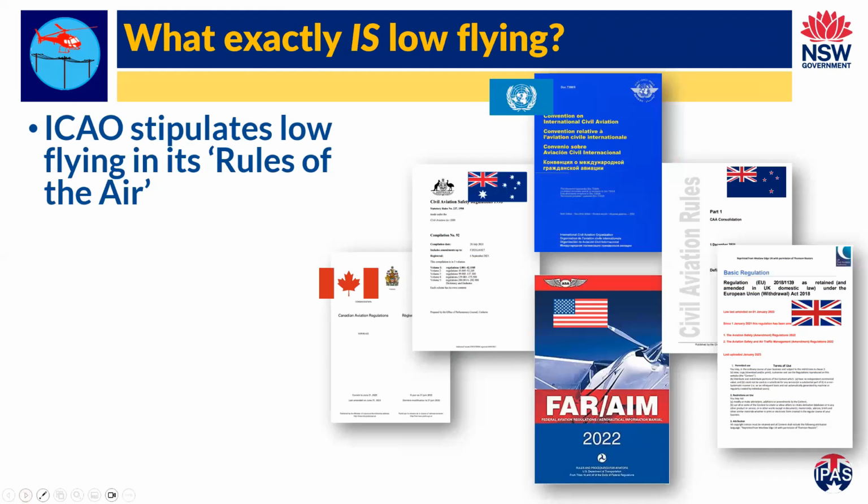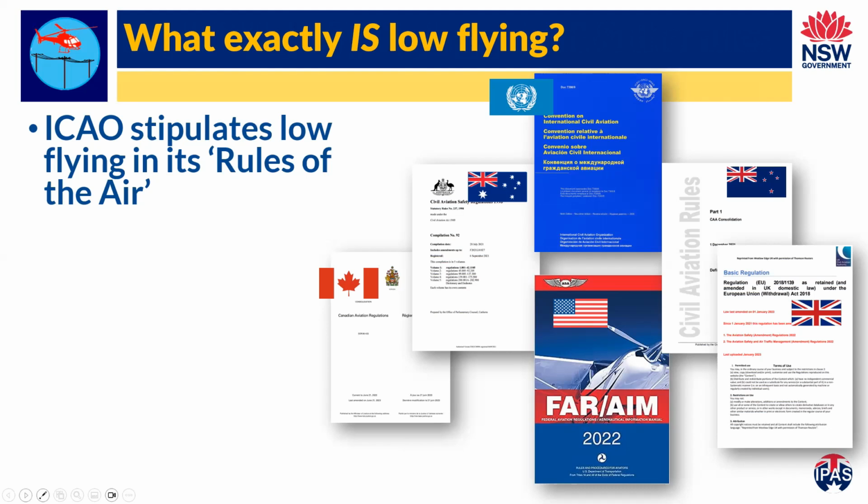So what is low flying? Well, the International Civil Aviation Organization, which is a United Nations agency that oversees worldwide civil aviation, they actually stipulate what low flying is in their rules of the air. And Australia is a signatory state to the Chicago Convention on Aviation, which means that we will try and make our rules as close as possible, if not the same, as the international standard, which is the ICAO rules. And the other nations around the world that are signatories to that convention do the same.